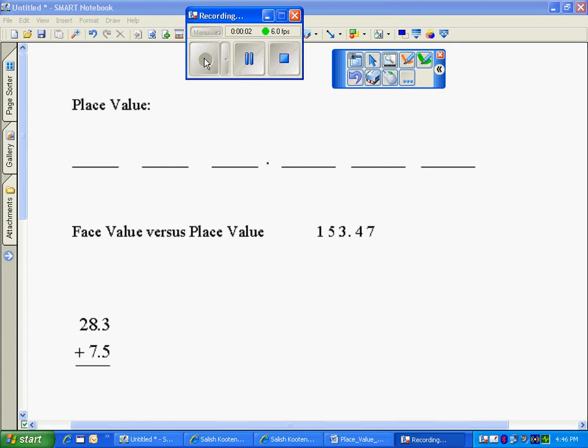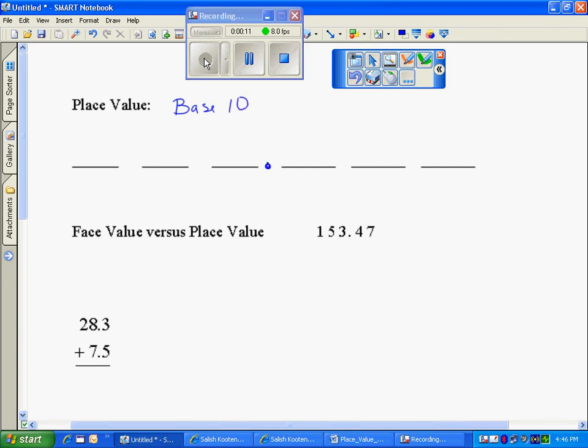In order to work with decimals, we must know about place value. We work in a system that is base 10. What we mean by that is this point right here called the decimal. Notice the deci in front, the prefix. Deci in front is telling you base 10.